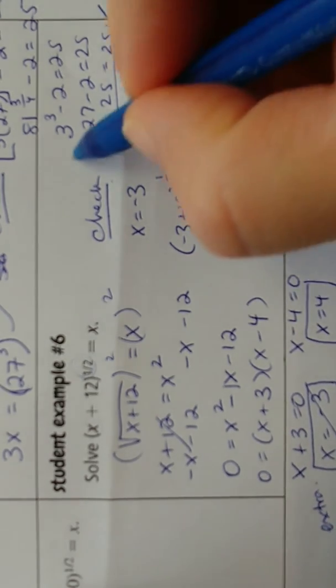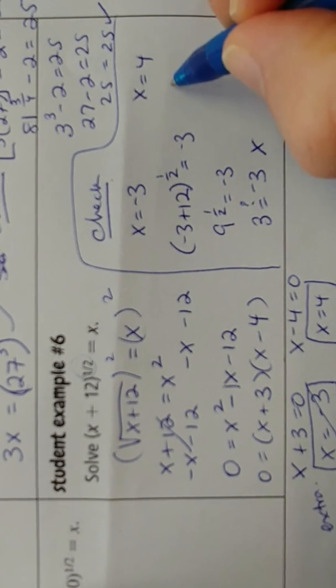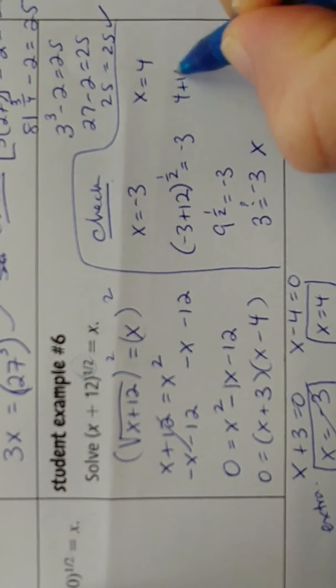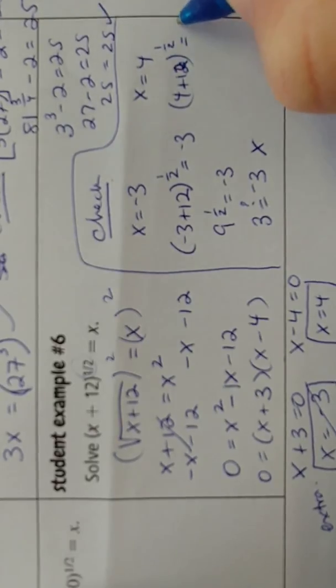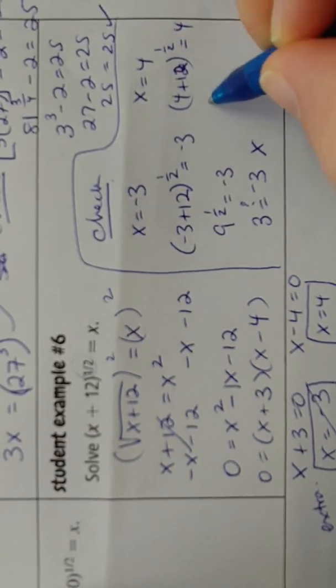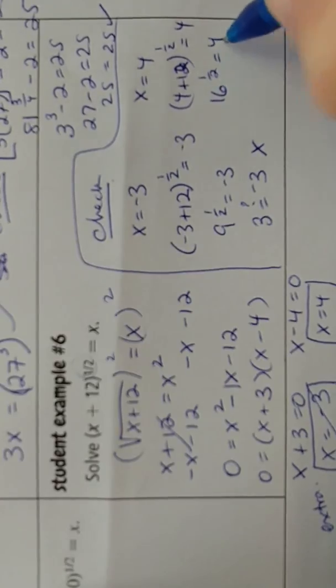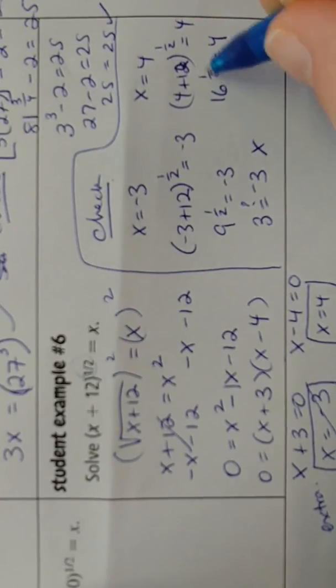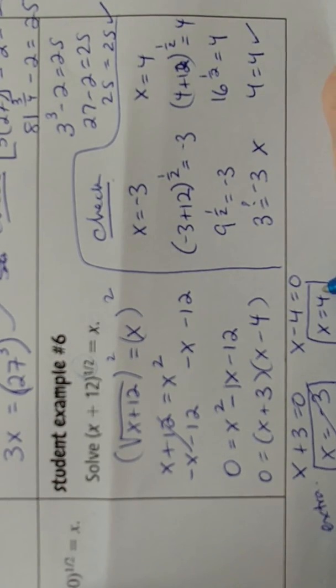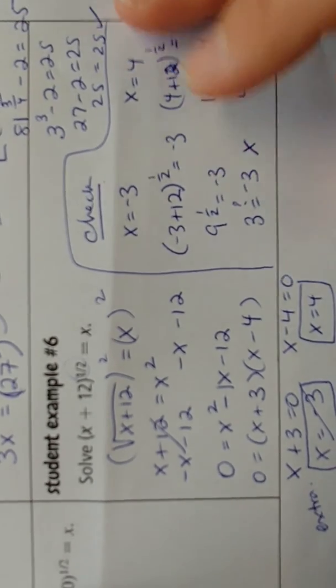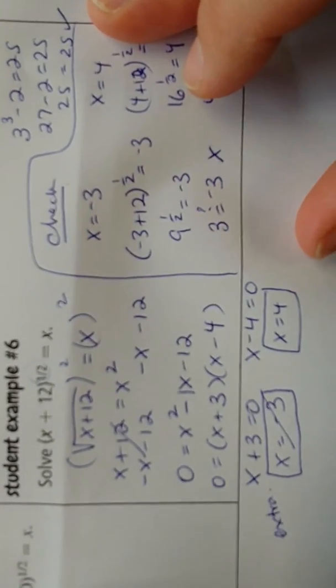When I check x equals 4, whoops, I went ahead and added that. 4 plus 12 is 16. The square root of 16, which is the same as 16 to the 1/2 power, is 4. And 4 equals 4, so that does check. So this is my final answer here, where negative 3 is extraneous, but x does equal 4.